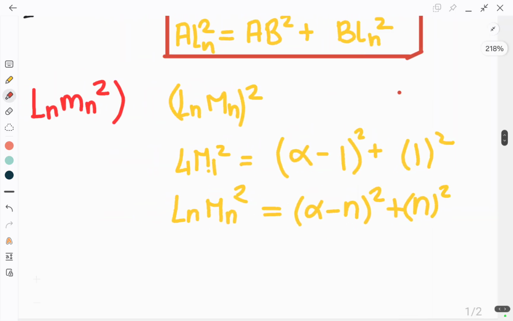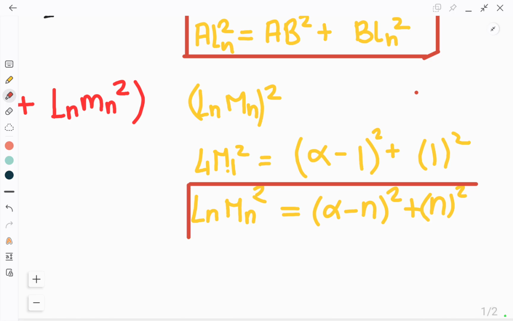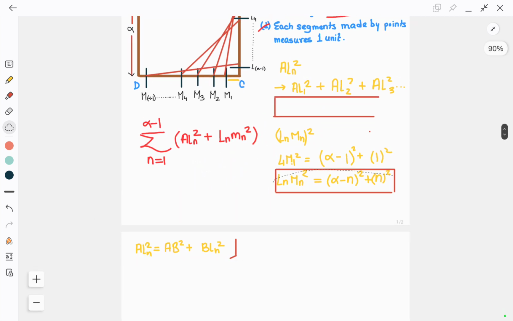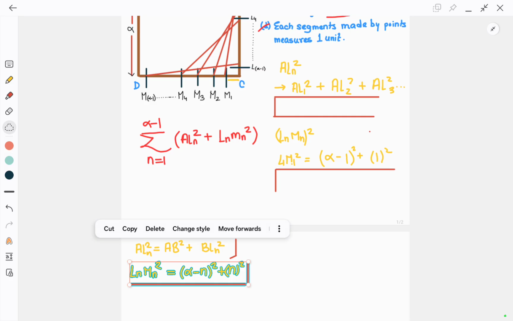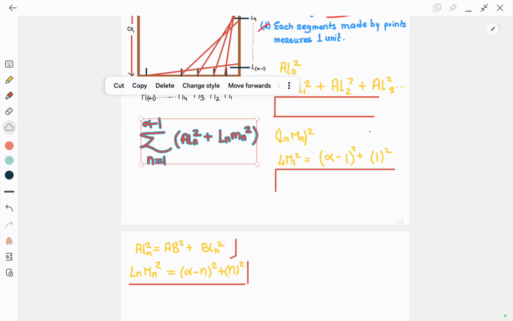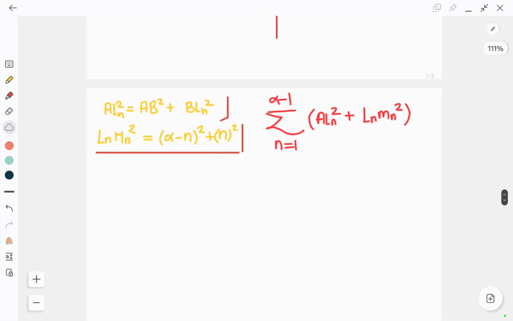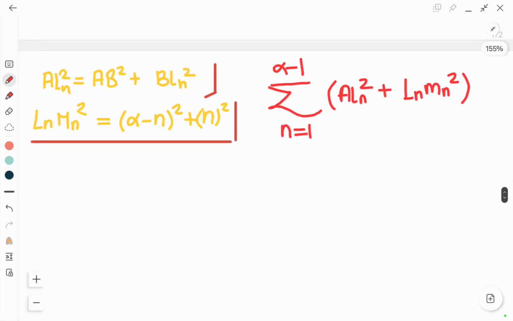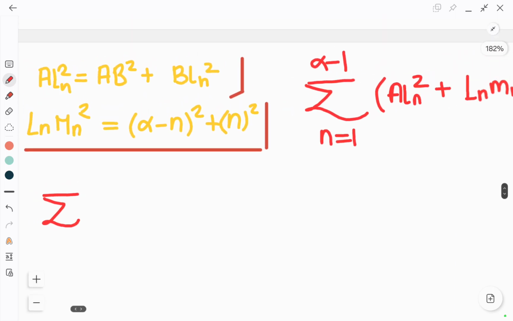So we are also getting this term. Let us take these two here, and this one, to solve this. So now let us simplify it till we get the answer. We know that sigma is distributive over addition and subtraction. I'll write the limits finally.